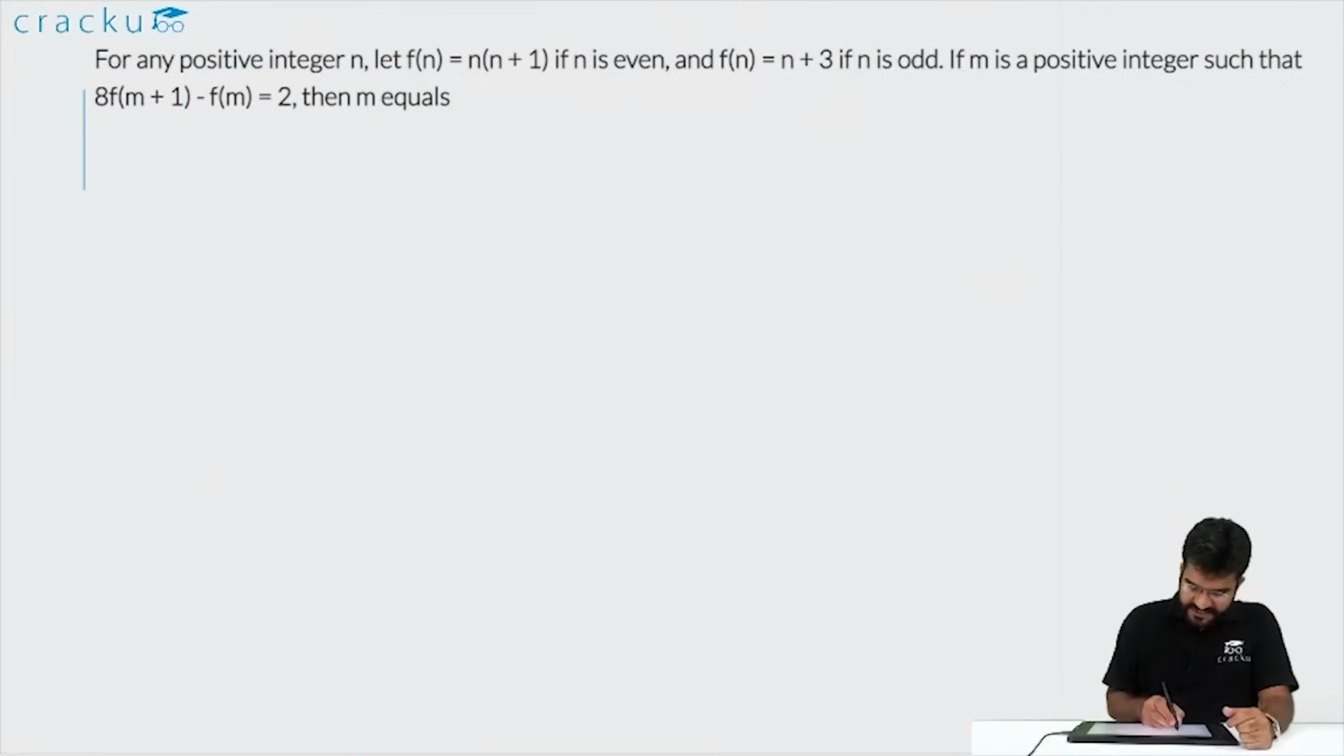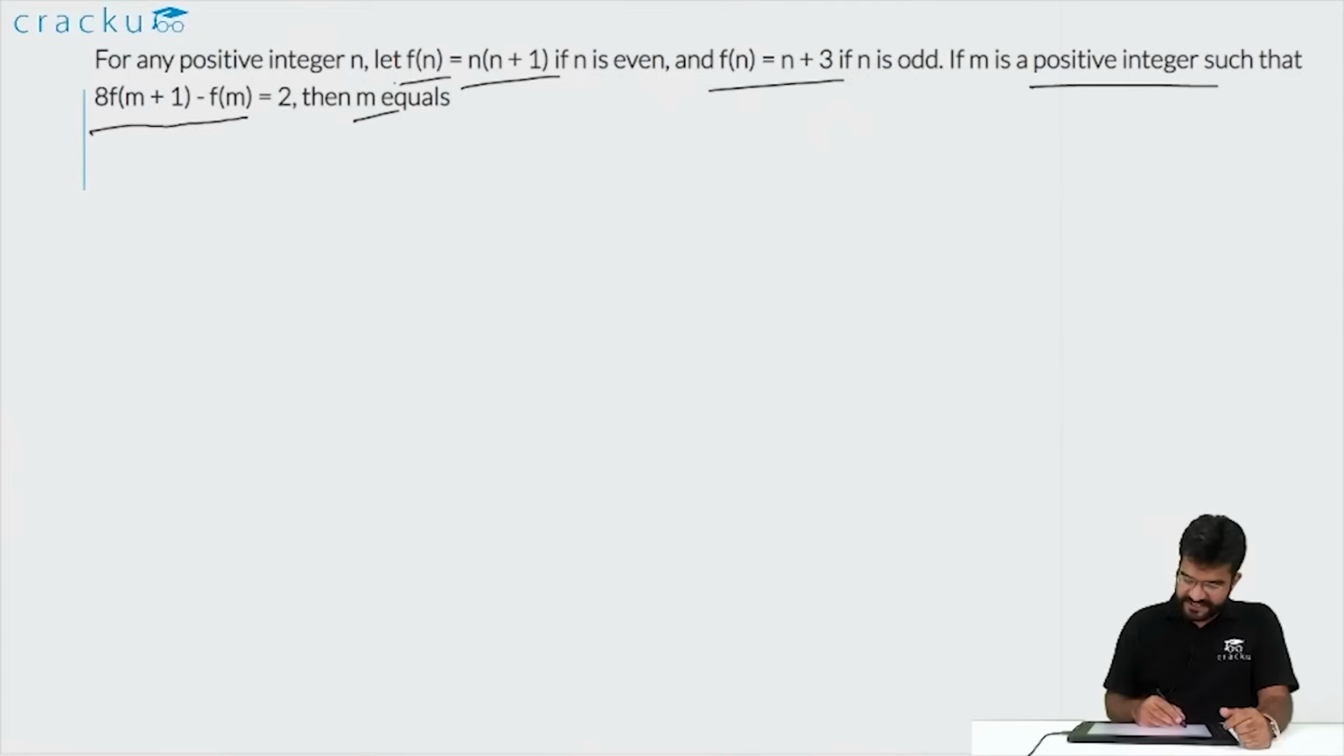In this question, a function f of n is described such that whenever n is even, f of n is equal to n into n plus 1, and when n is odd, f of n is equal to n plus 3. Now if m is a positive integer such that 8 into f of m plus 1 minus f of m is equal to 2, we need to calculate the value of m.